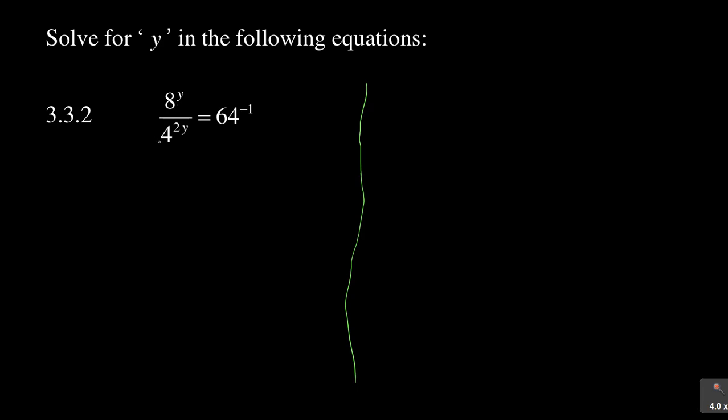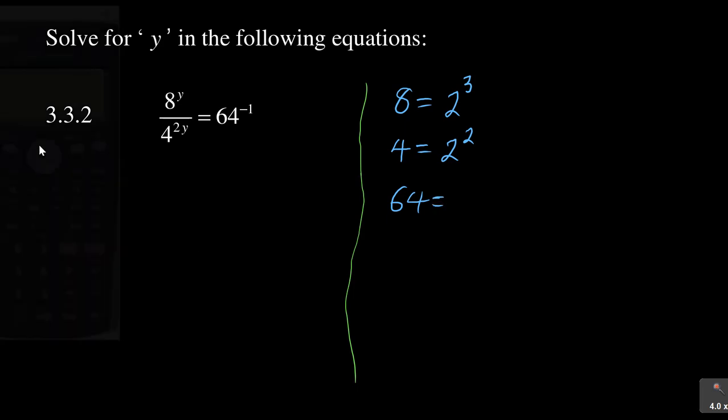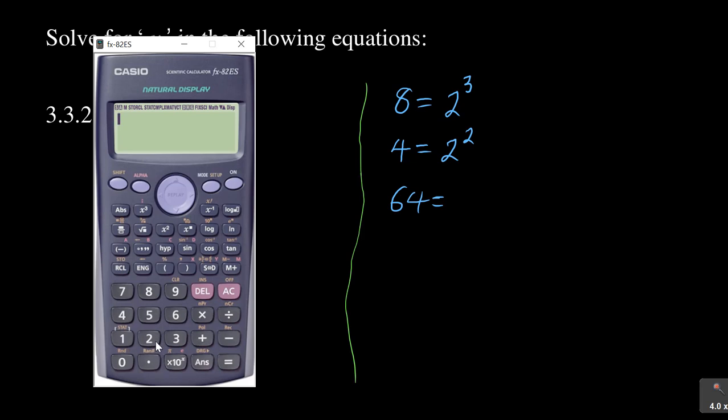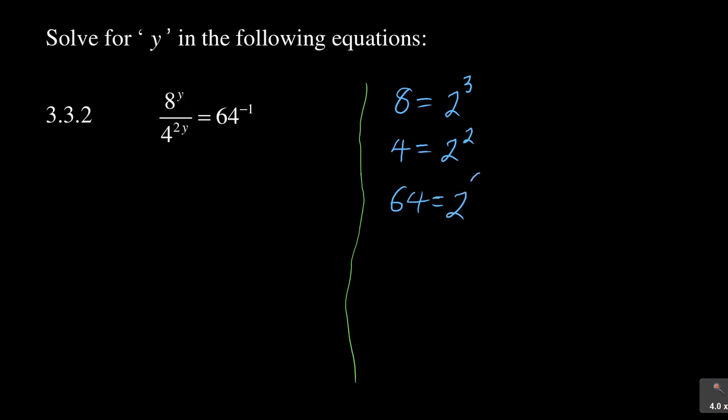And these numbers 8, 4 and 16 are always interesting, because 8, remember, we did simplify. We said 8 was 2 to the power of 3, and 4 is 2 to the power of 2. Now the next one is 64. Now 64 can be written in terms of 2, and you can just do your trial and error: 2 to the exponent 5 is 32, 2 to the exponent 6 is 64. So 64 is the same as 2 to the exponent 6.